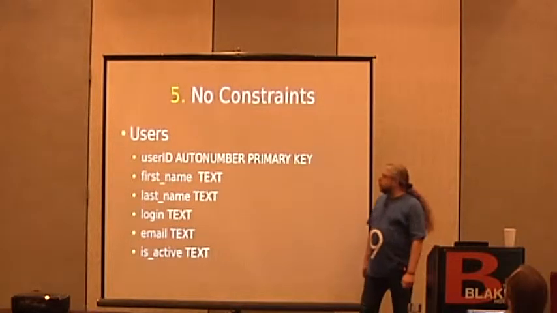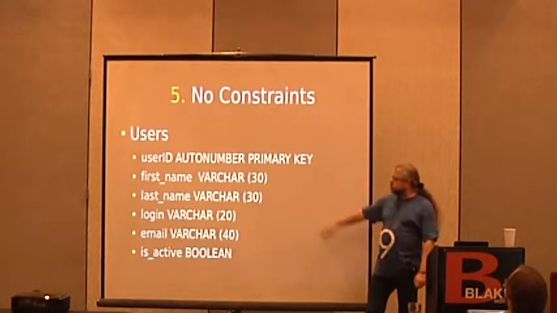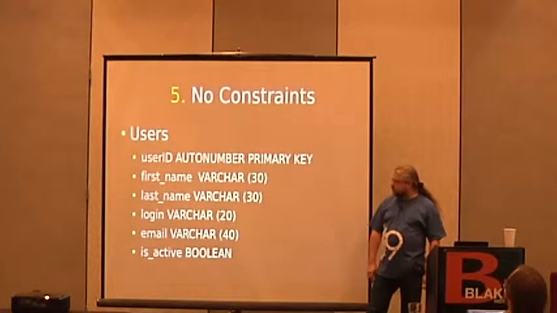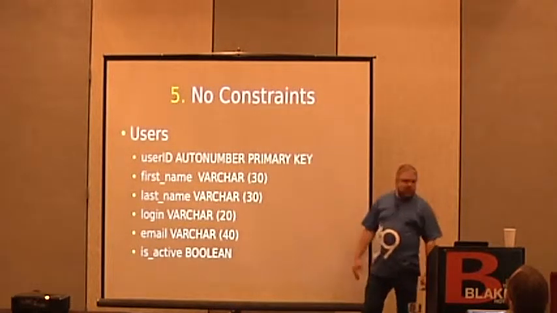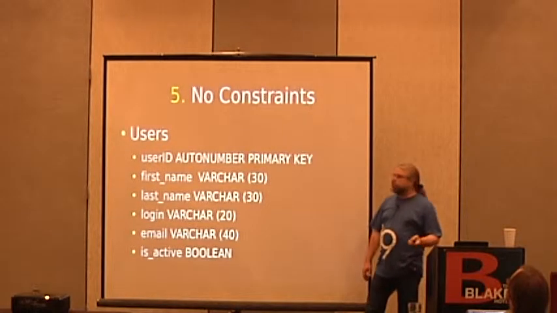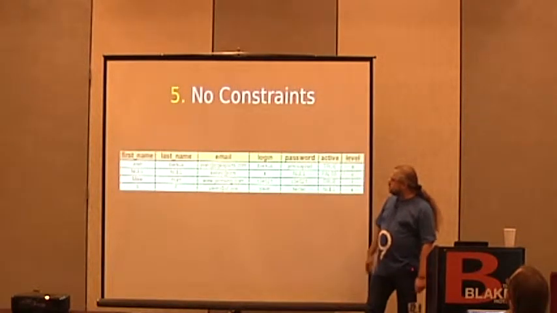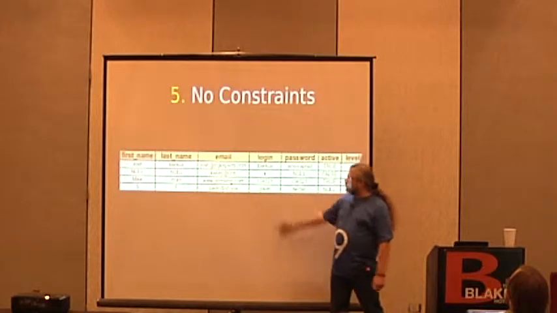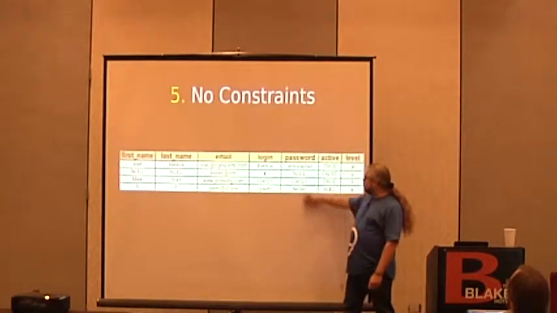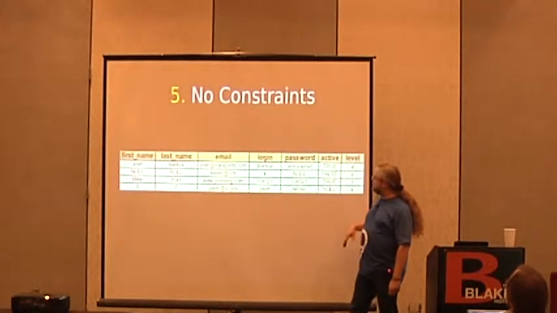Now, a lot of people say, okay, I need some constraints on this, so I'll just do stuff as varchar with a length limit. Well, a length limit is not terrifically useful because we put this in here and fit this in, and then we can have fun stuff in here like this, where first name and last name are null. We have sort of random values in some fields.